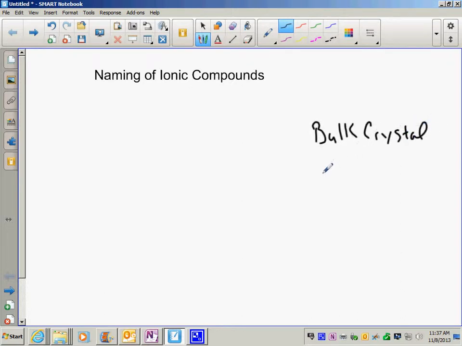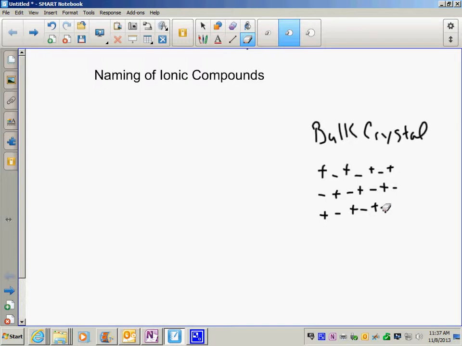Bulk crystal is a bunch of cations and a bunch of anions that are fitting between them, and vice versa. It just simply forms what I refer to as a bulk crystal. And I'll just do a few more rows here just to get you the general idea. Oh, that should have been a negative.